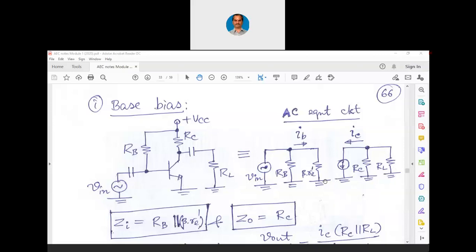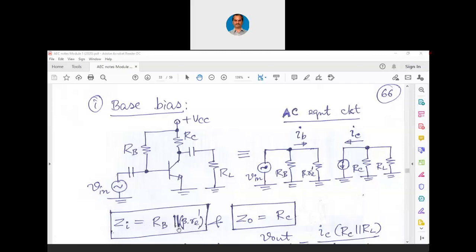Now, using this AC equivalent circuit, we can easily find out the input impedance of the circuit. Look at this from the input side. If you see, RB is in parallel with beta into RE dash. So, Zi, or input impedance of this circuit, is nothing but RB in parallel with beta into RE dash.